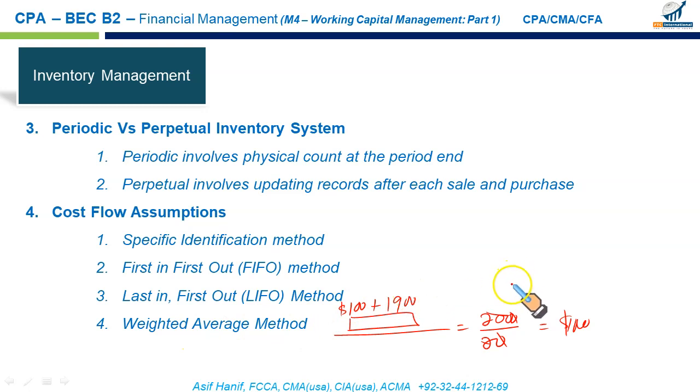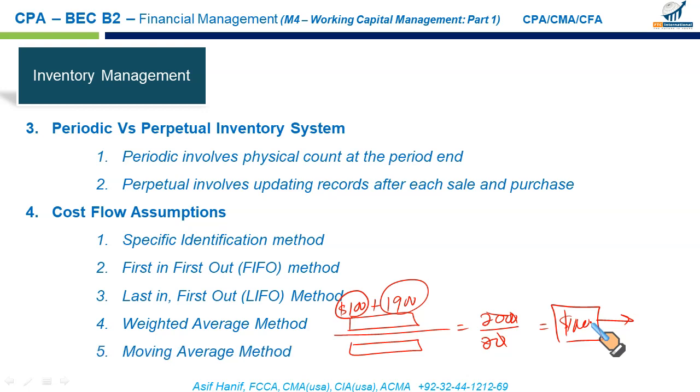Weighted average doesn't consider when the goods were bought. You just have to take the opening value of the stock plus the items purchased and divide by the total units in hand during the period, including the opening stock. This will give you an average rate, and this rate will be used for the whole period for the purpose of CGS and for calculating the closing stock.